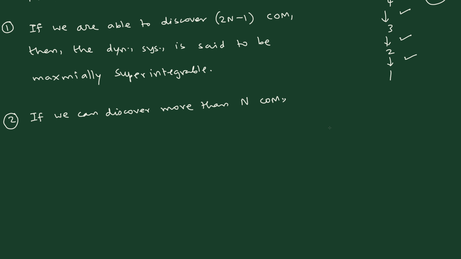You know what is n, right? First of all, you should know what is n. N is the number of degrees of freedom. If n is the number of degrees of freedom, then only 2n will be the dimensionality of the phase space. So that clarity should be there. And in that particular situation, suppose you are able to discover n number of constants of the motion of the system, then that particular dynamical system is said to be superintegrable.